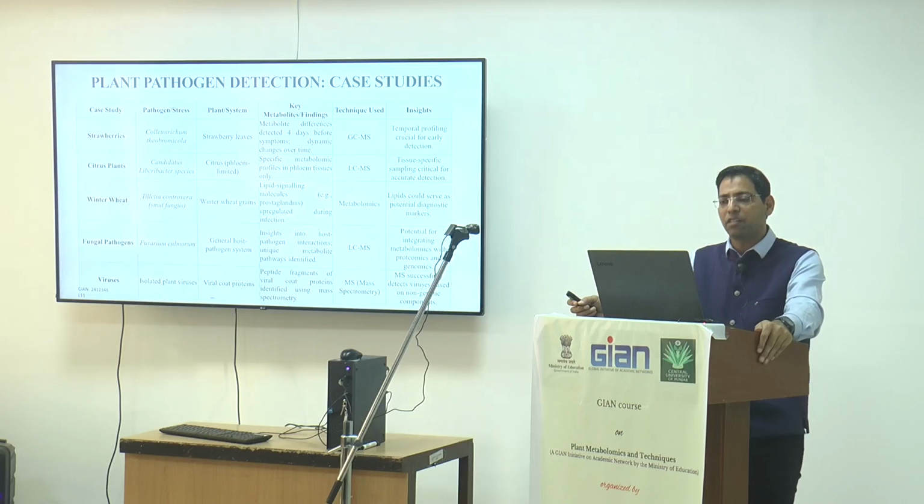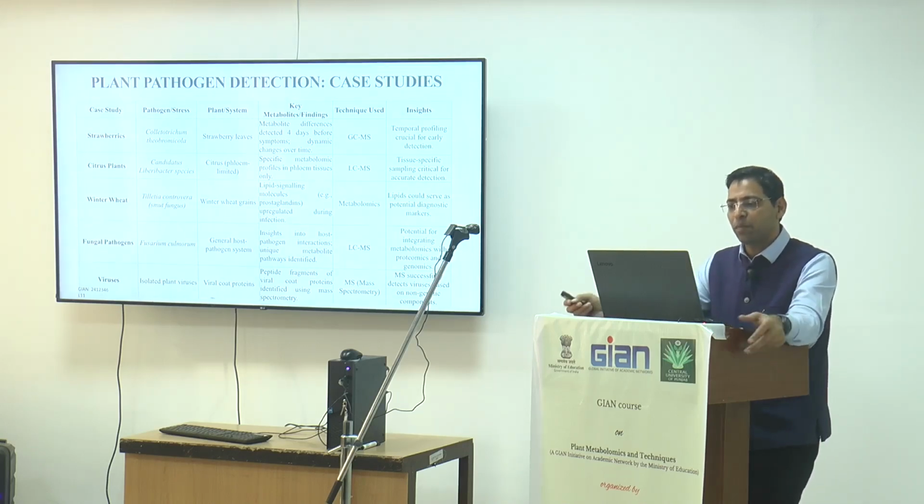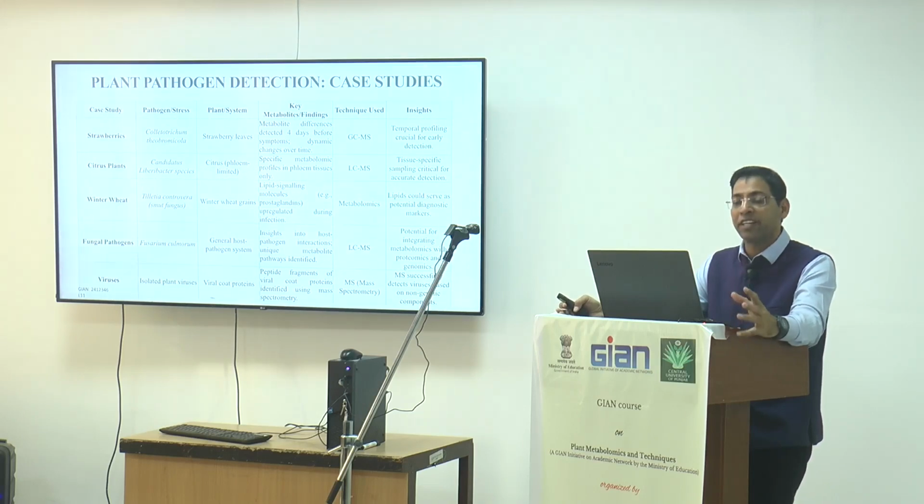Second is about the citrus plant. So Candidatus Liberibacter species is the pathogen. It is only limited to the phloem, and it is a specific metabolomics profiling in the phloem tissue only. LCMS is used here. This is tissue specific sampling, critical for accurate detection.